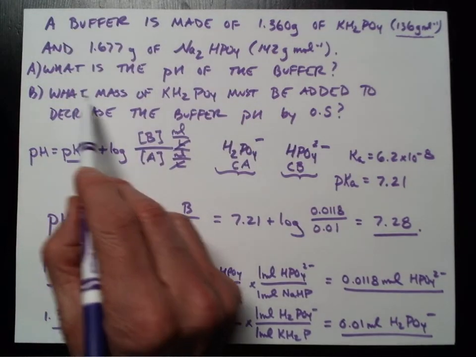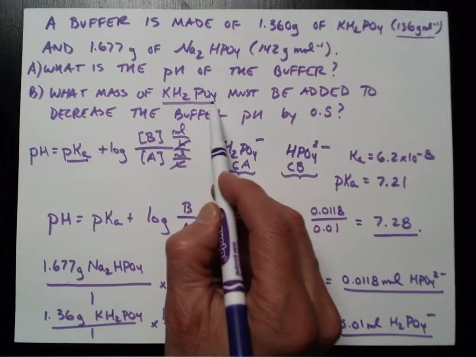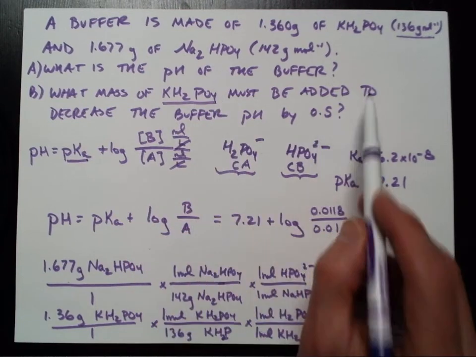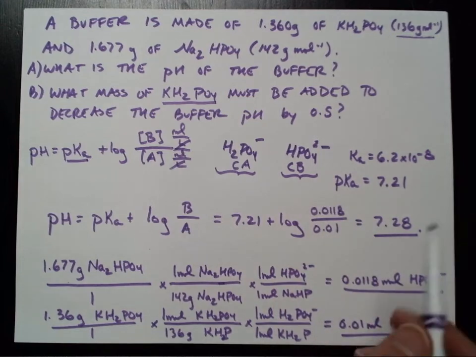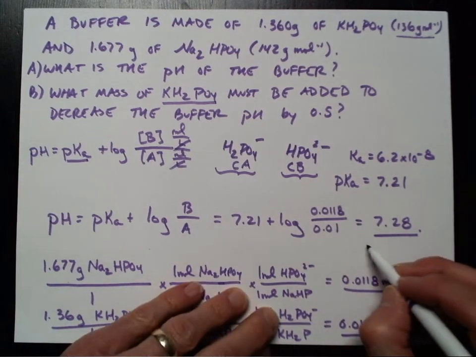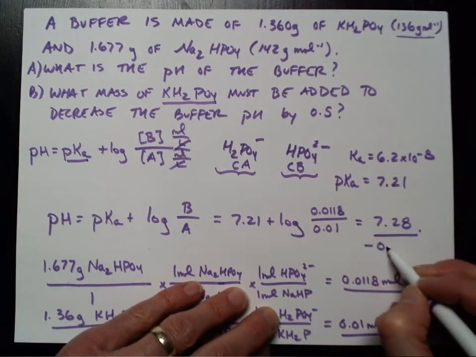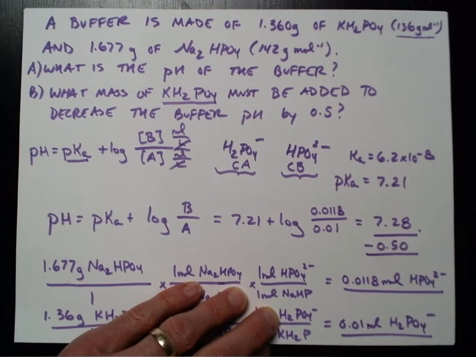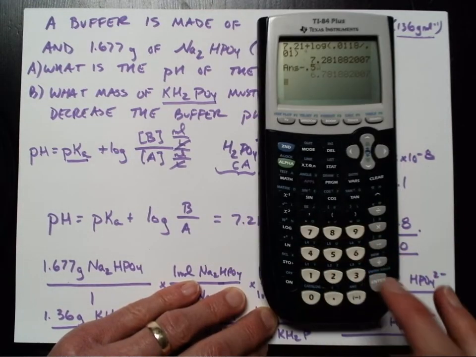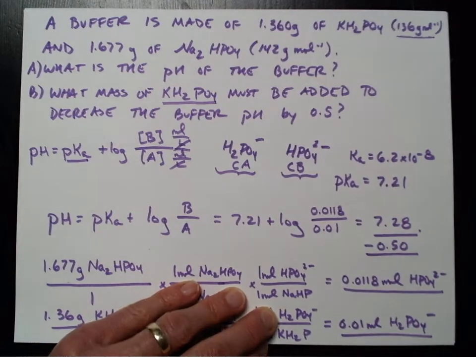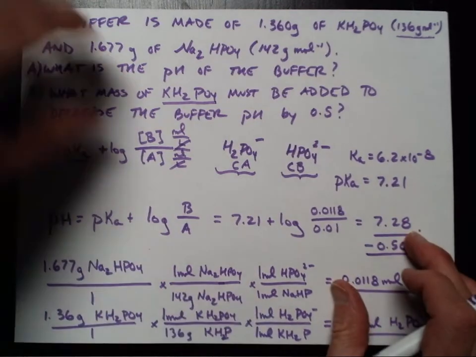Part B, what mass of the acid, the conjugate acid, are we going to need to decrease the buffer pH by 0.5? Well, let's see, we've got to decrease this by 0.5. What's that come out to? 7.28 minus 0.5 is 6.78. We've got to drop the pH to 6.78.